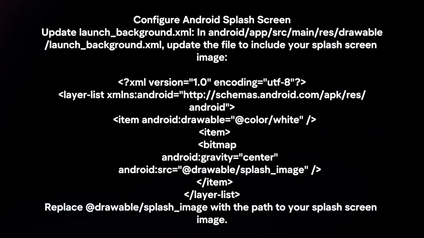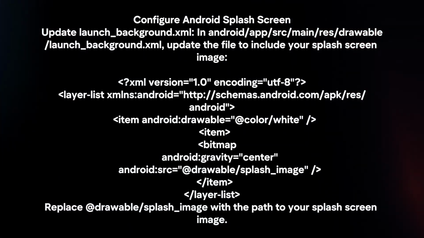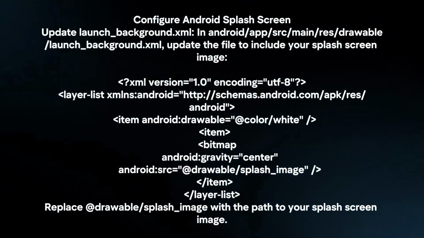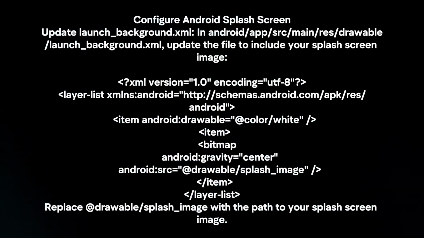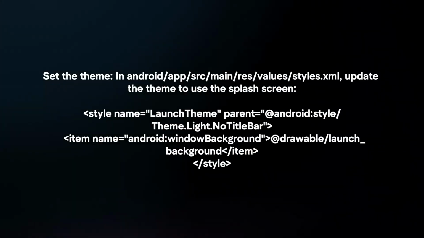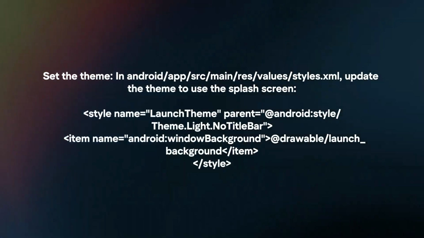Configure Android splash screen. Update launch_background.xml. In launch_background.xml, update the file to include your splash screen image. Replace @drawable/splash_image with the path to your splash screen image. Set the theme. In styles.xml, update the theme to use the splash screen.